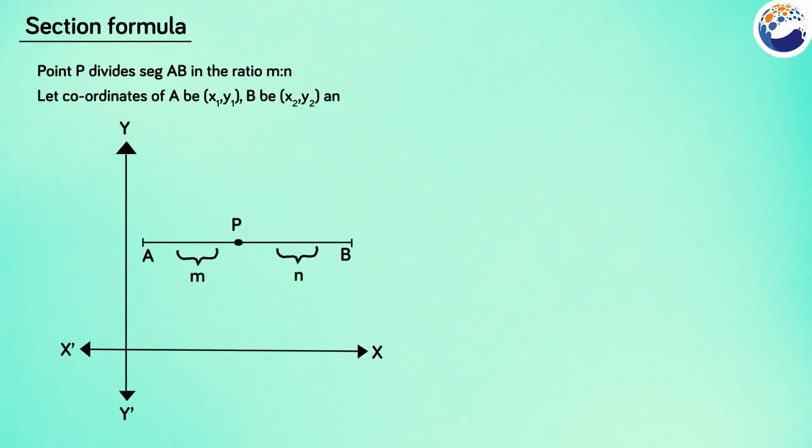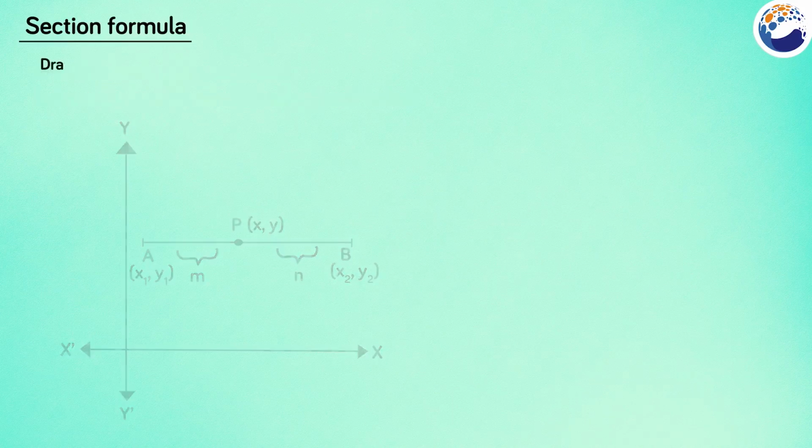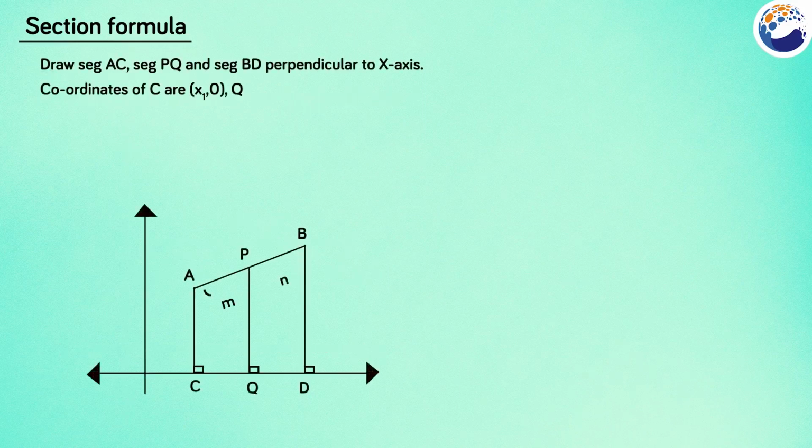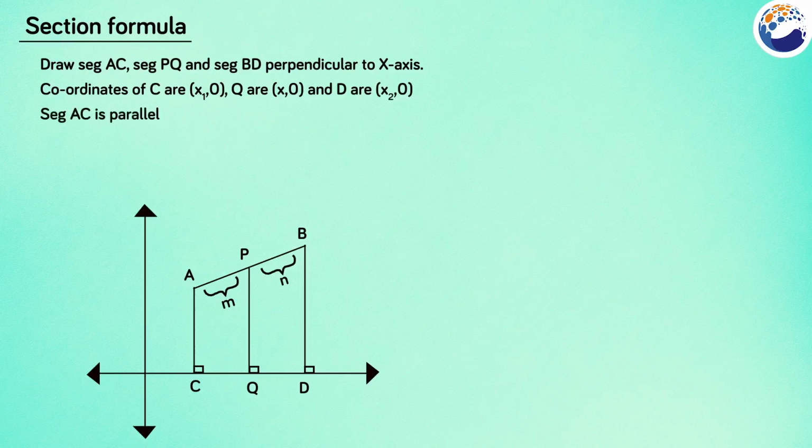Section formula. Point P divides segment AB in the ratio m is to n. Let coordinates of A be (x1, y1), B be (x2, y2) and P be (x, y). Draw segments AC, PQ and BD perpendicular to the x-axis. Coordinates of C are (x1, 0), Q are (x, 0) and D are (x2, 0).